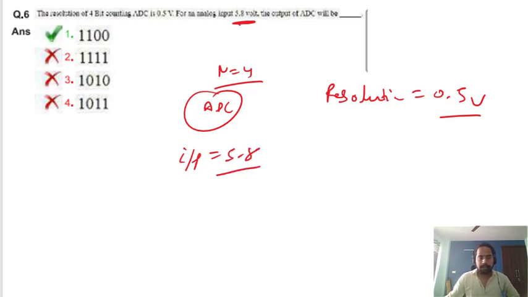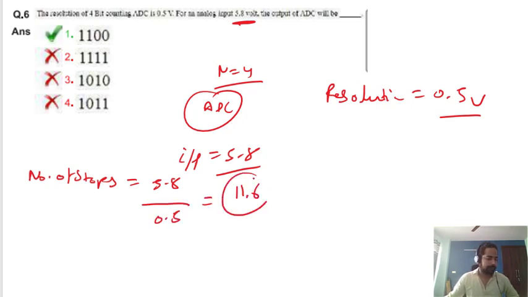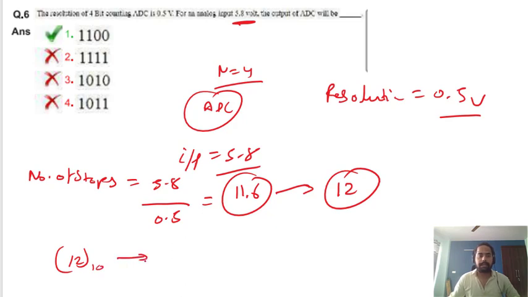Now first we have to calculate the number of steps. To calculate the number of steps, this will be analog input, that is 5.8, divided by the resolution, that is 0.5. So 5.8 divided by 0.5 will be 11.6. I can take it as 12. So this is a decimal number. You have to convert this into binary. On converting decimal to binary, you will get 1100. Okay, in binary. So option first is the correct answer.